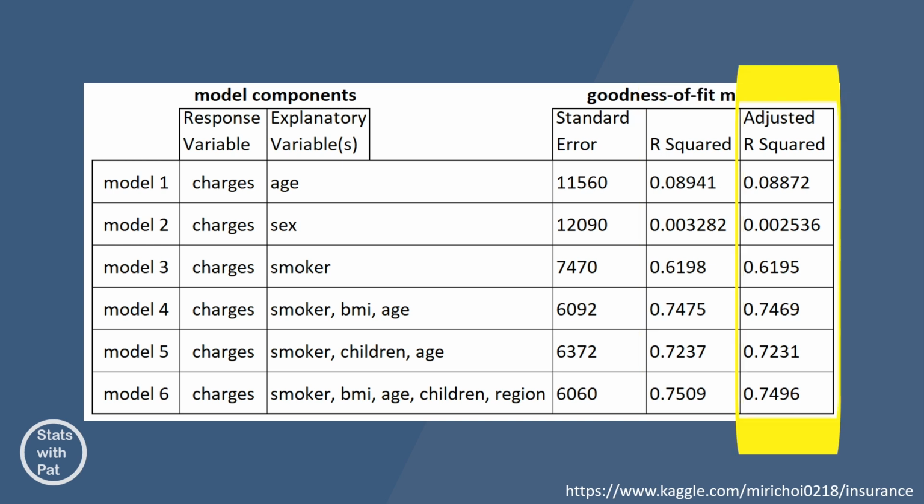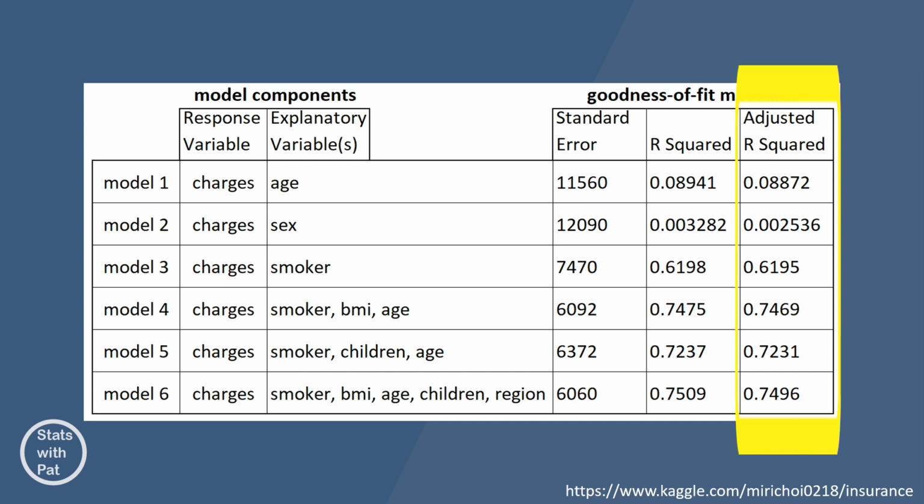Lastly, we can talk about the adjusted R squared, which is just like R squared, but mathematically there is a penalty that is imposed for each additional explanatory variable that is added to the model. So when you're comparing two different models that have different numbers of explanatory variables, then adjusted R squared is the number that you want to use.